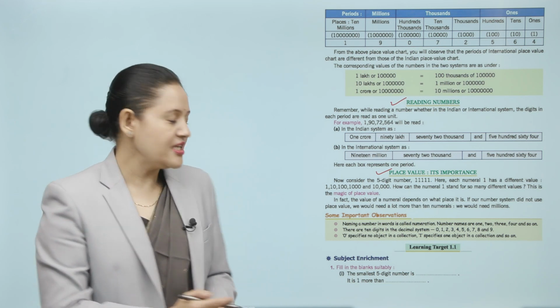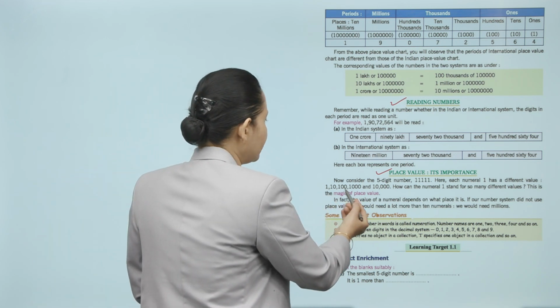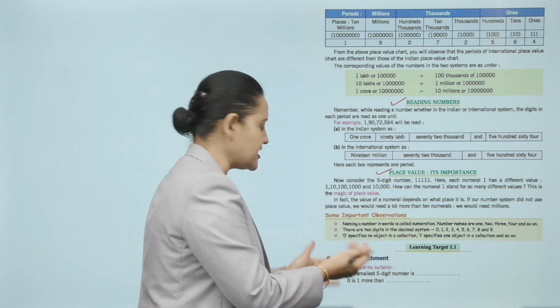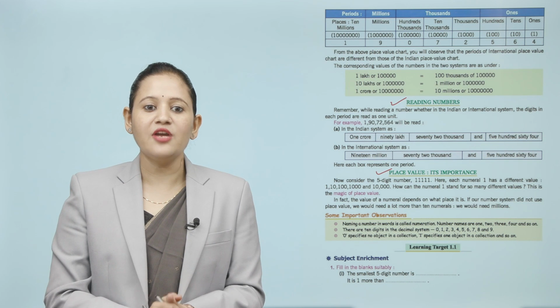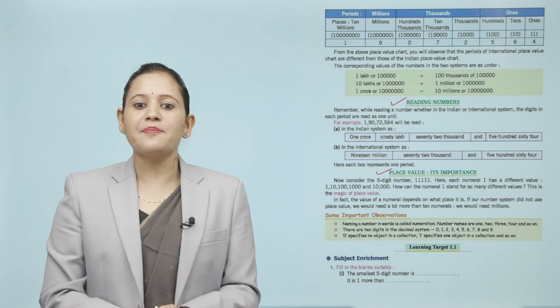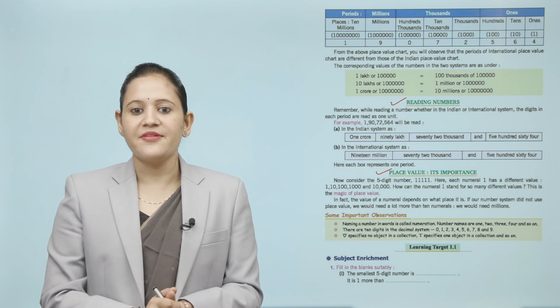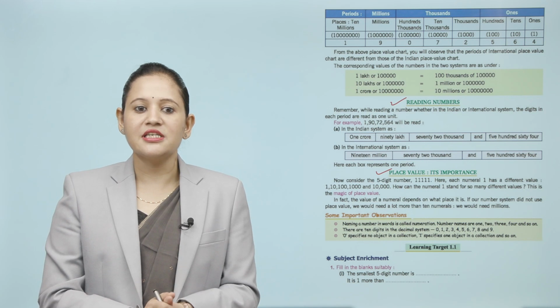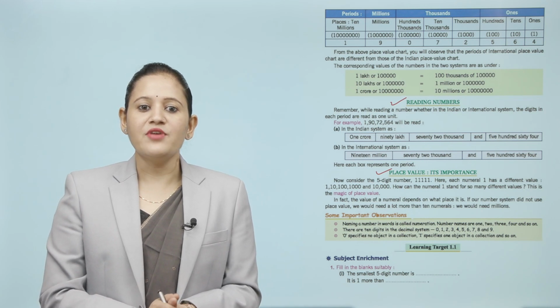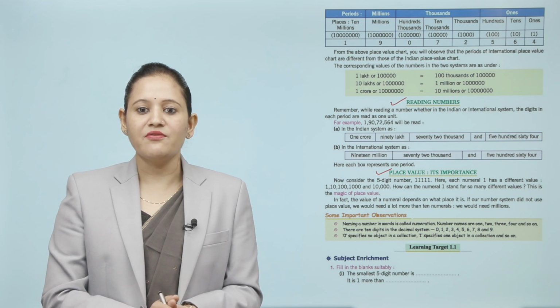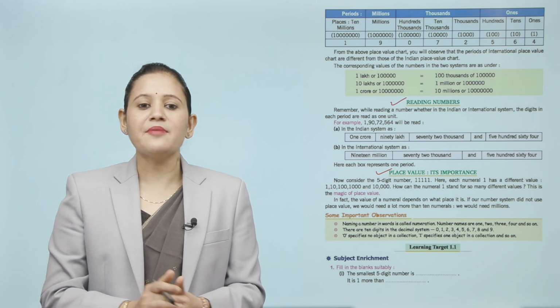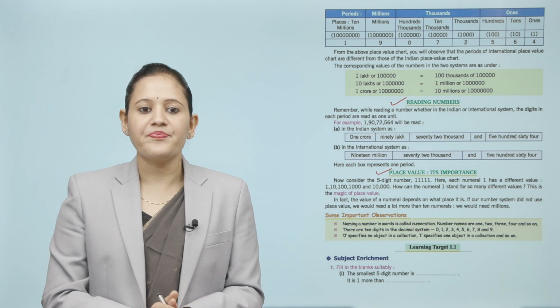यहाँ पे 1 की अगर आप देखेंगे, every time the place value of 1 is changing. So it's the magic of place value. In fact, the value of a numeral depends on what place it is in. If our number system did not use place value, we would need a lot more than the 10 numerals. We would need millions.